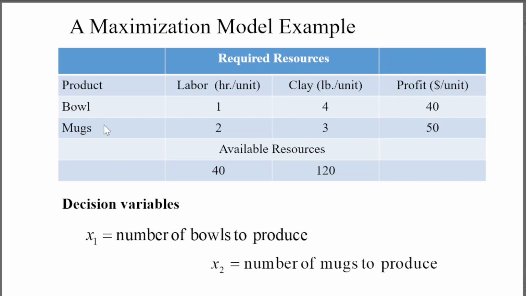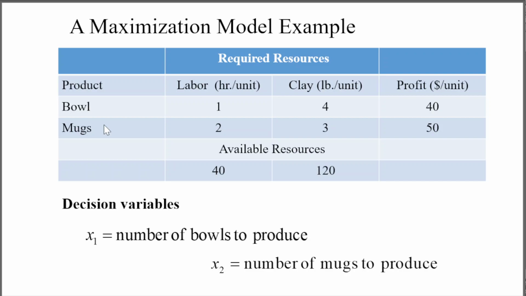If you look at this, the decision variable x1 is number of bowls to be produced. X2 is another decision variable, which means number of mugs to be produced. And if you look at the first column, which shows the labor hours per unit, it takes 1 hour to produce one bowl. To produce one mug, it requires 2 hours. To produce one bowl, we need 4 pounds of clay. To produce one mug, we need 3 pounds of clay. And then we have availability of labor and clay in the last row of this table.